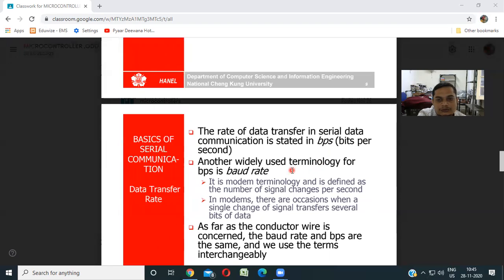Another widely used terminology is the baud rate. There are two standards. One is BPS, bits per second. You might have heard of kilobits per second. This is the data rate used to measure the data transfer rate.